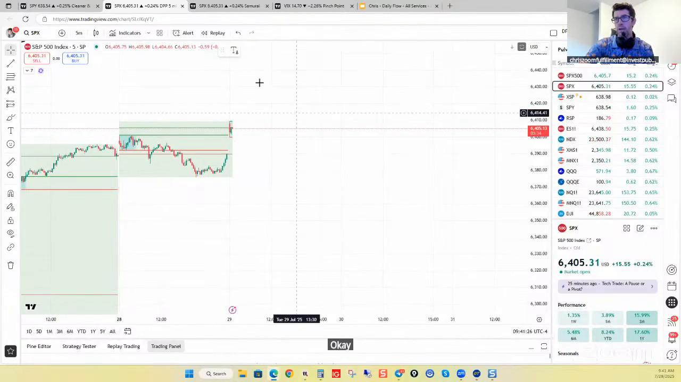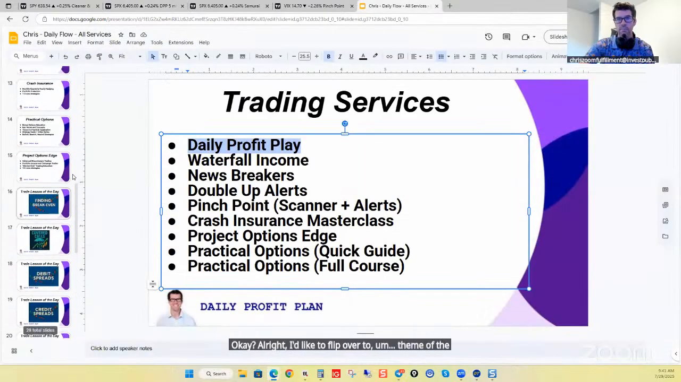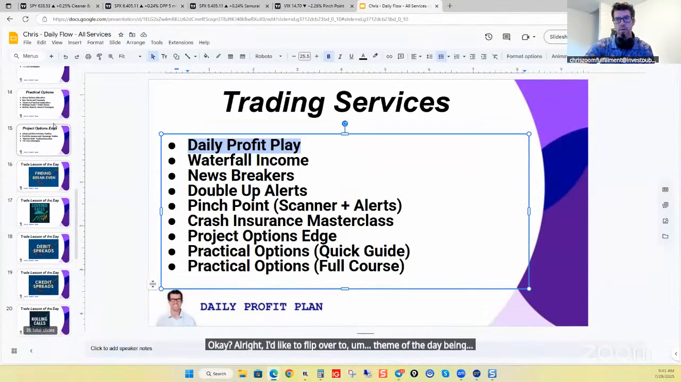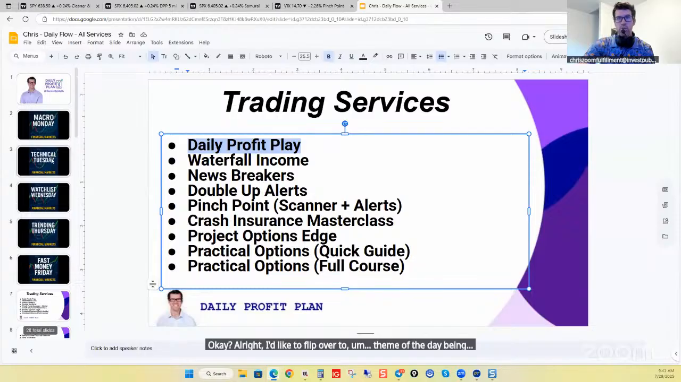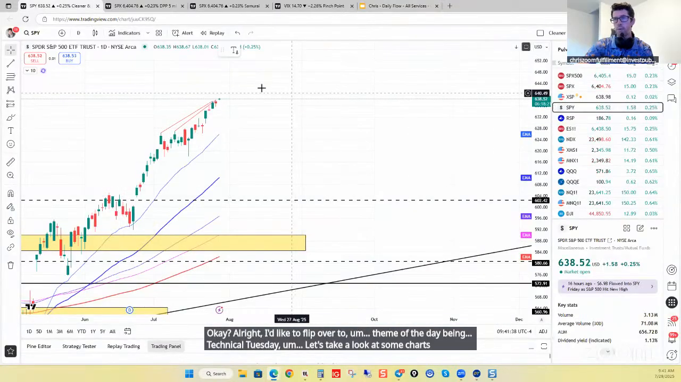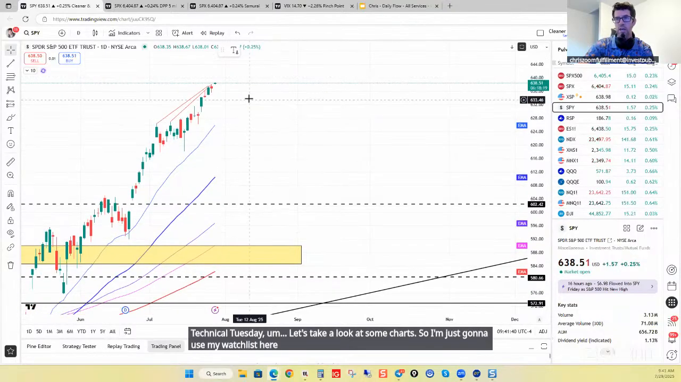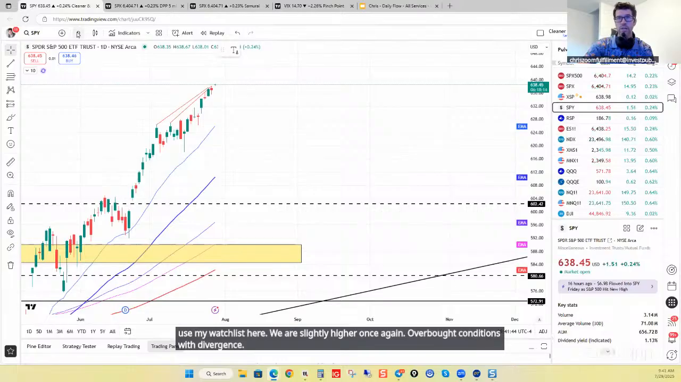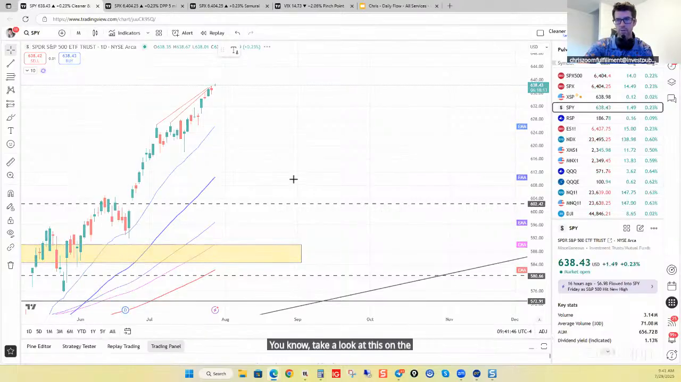Okay. All right. I'd like to flip over to the theme of the day being Technical Tuesday. Let's take a look at some charts. So I'm just going to use my watch list here. We are slightly higher once again, overbought conditions with divergence. Take a look at this on the monthly chart.